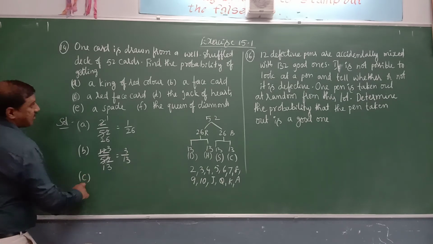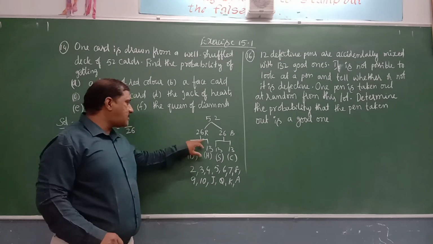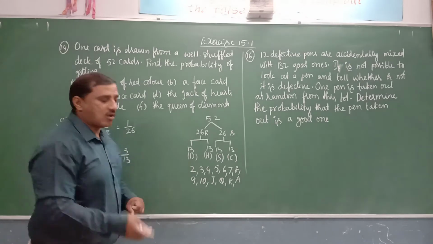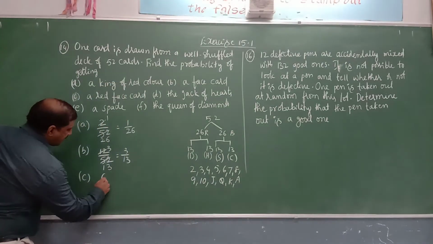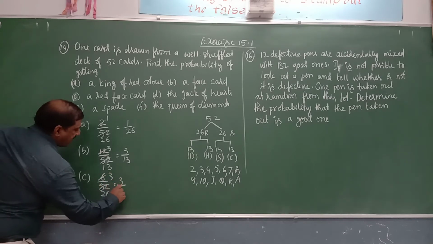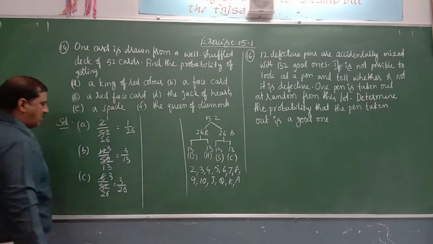Now if it is a red colored face card: how many? In these red colored cards here, 3 face cards are there, and here 3 face cards are there. Total 6 face cards. So 6 by 52. That is 2 threes are 6, 2 twenty-sixes are 52. It is 3 by 26. 3 by 26 we got.